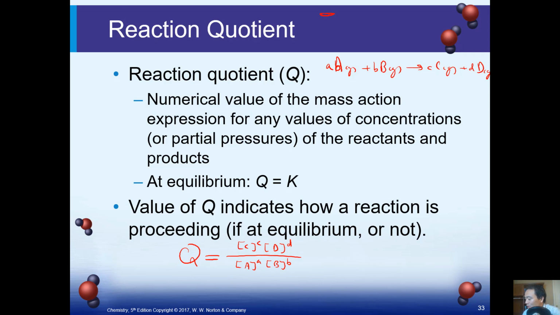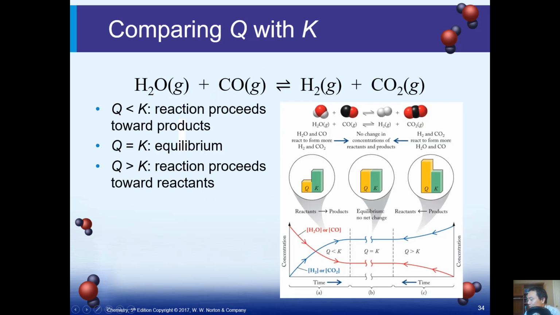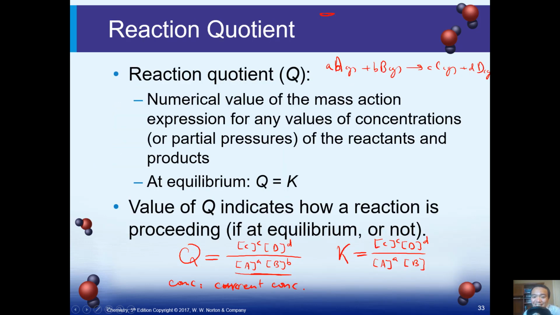And when you look at the K, K takes exactly the same form. So what are we talking about? Really? Exactly the same? They take exactly the same form, that's correct. But do remember, the meaning is totally different. So here, all the concentrations over here are the current concentrations. The concentrations in the K expression are at equilibrium.